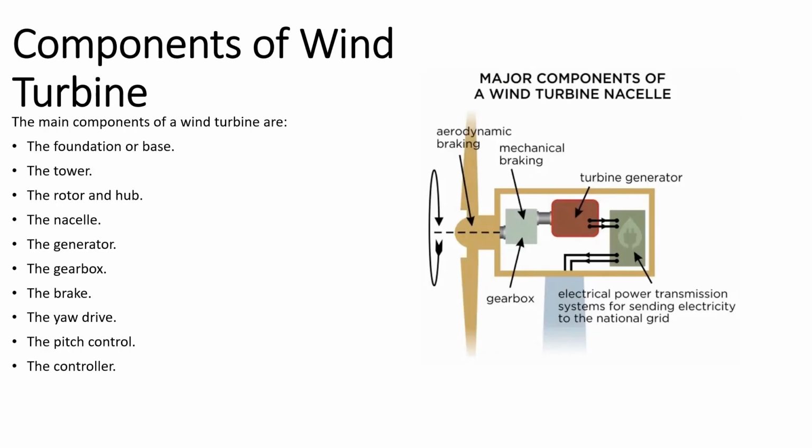The main components of a wind turbine are the foundation or base, the tower, the rotor and hub, the nacelle, the generator, the gearbox, the brake, the yaw drive, the pitch control, and the controller.